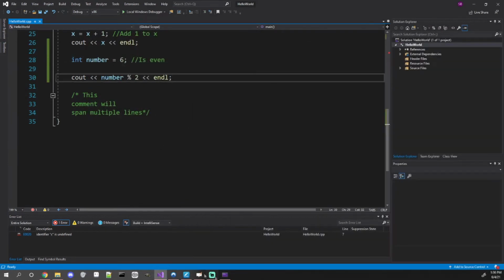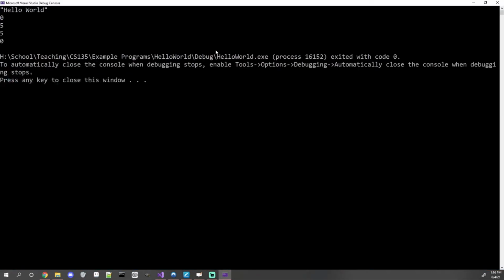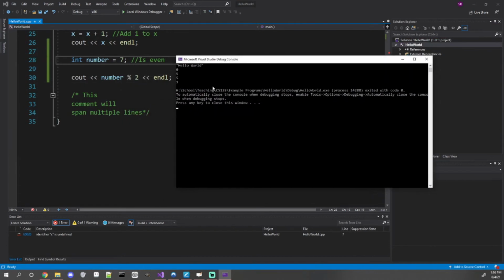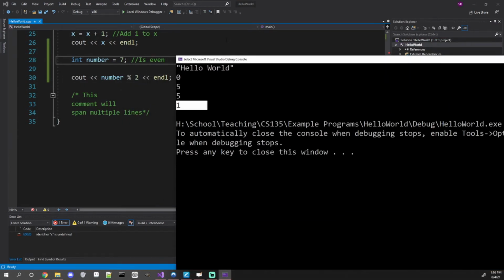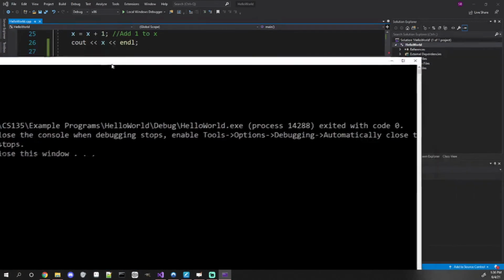So if I was writing a program that checked if this was even, then I know that this number is even because its output was 0 when I modulo it by 2. Now if I do a number like 7, and I rerun this really quick, so let's just close this one and rerun it, you'll see that the answer we get is 1. And that would tell us that the number is odd, which 7 is odd, so that checks out.